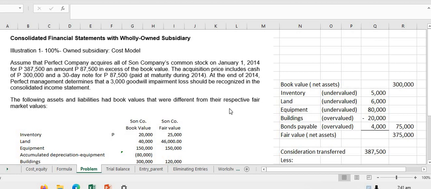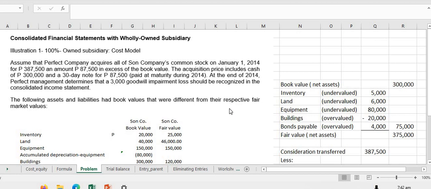Okay, so this is in continuation for the discussion for accounting for stock acquisition subsequent to the date of acquisition. So we'll be discussing some sample problems to prepare a eliminating entries worksheet and consolidated financial statements for 100% stock acquisition. First, under cost model, and then we have another video for 100% owned subsidiary, and then we're using equity model.